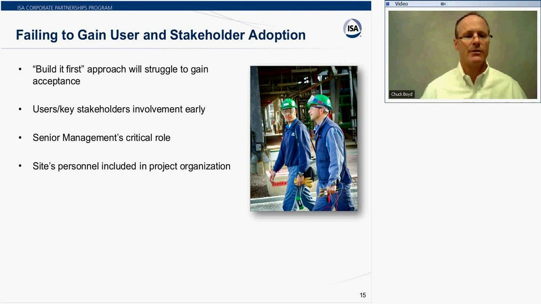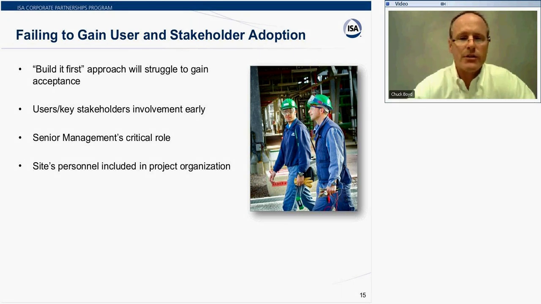Failing to gain user and stakeholder adoption. This can be critical to a project. If you build it first and then implement it, it will be very hard for people to be committed to it, and they may even be hostile to it. So a prerequisite here is to sit down with all of the stakeholders in the process, people from quality, IT, the process experts, the SMEs, the people who intimately know the processes, and document what they do, what their jobs are. And what you're doing in this process is getting them involved from a very early stage.